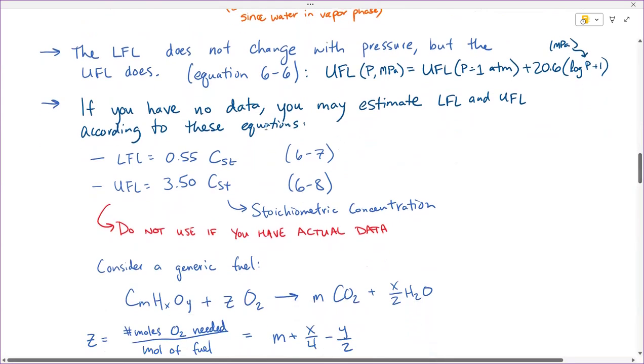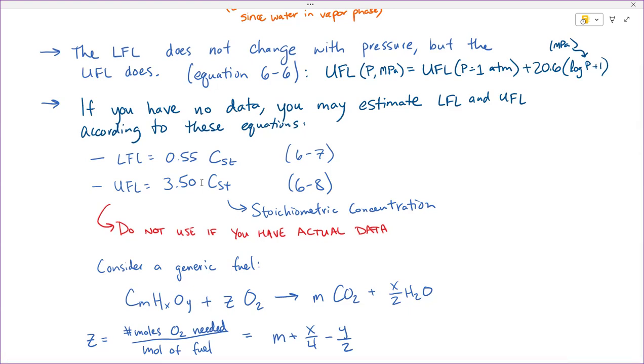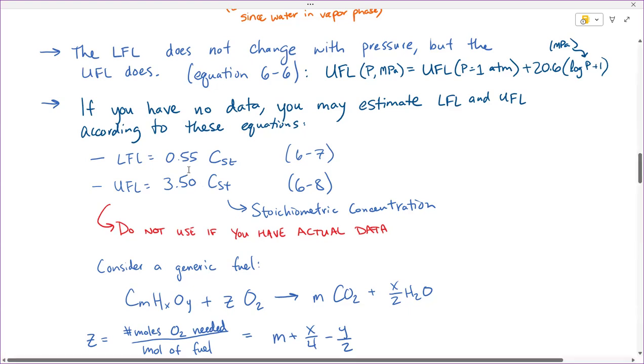There are rare cases where the chemical that you need is not listed in table AB1, and in this situation, what you could do is estimate the LFL and the UFL according to these equations. So LFL is equal to 0.55 times CST. This stands for stoichiometric concentration, which we'll talk about in just a second. I want to be clear that you should not use these equations, either one, if you have access to actual data. Actual data is always going to be better than these equations, and you should not use these equations if you could just simply look it up.